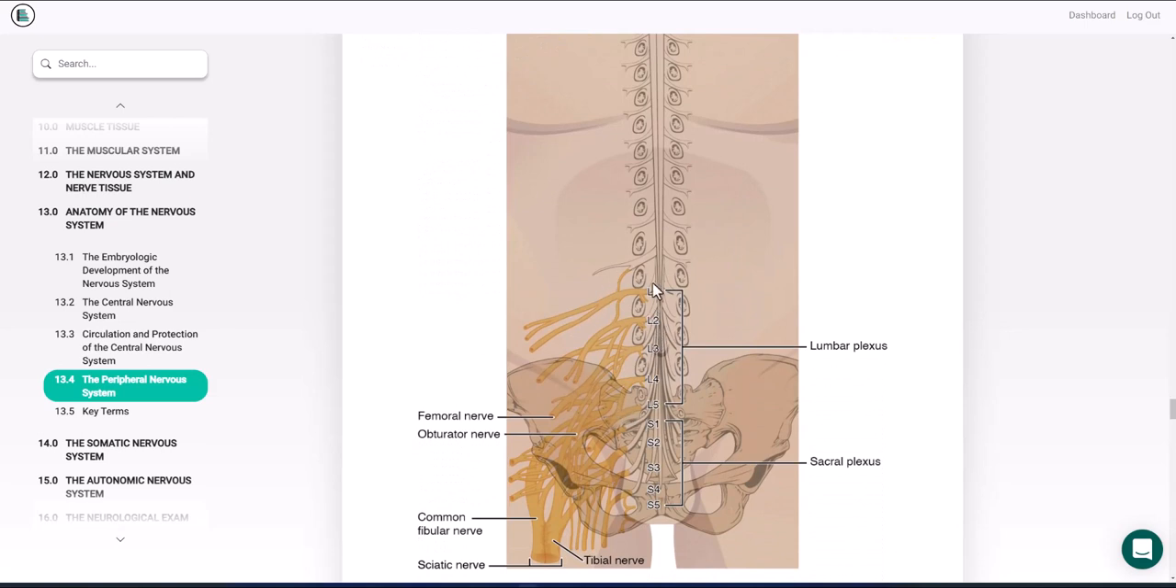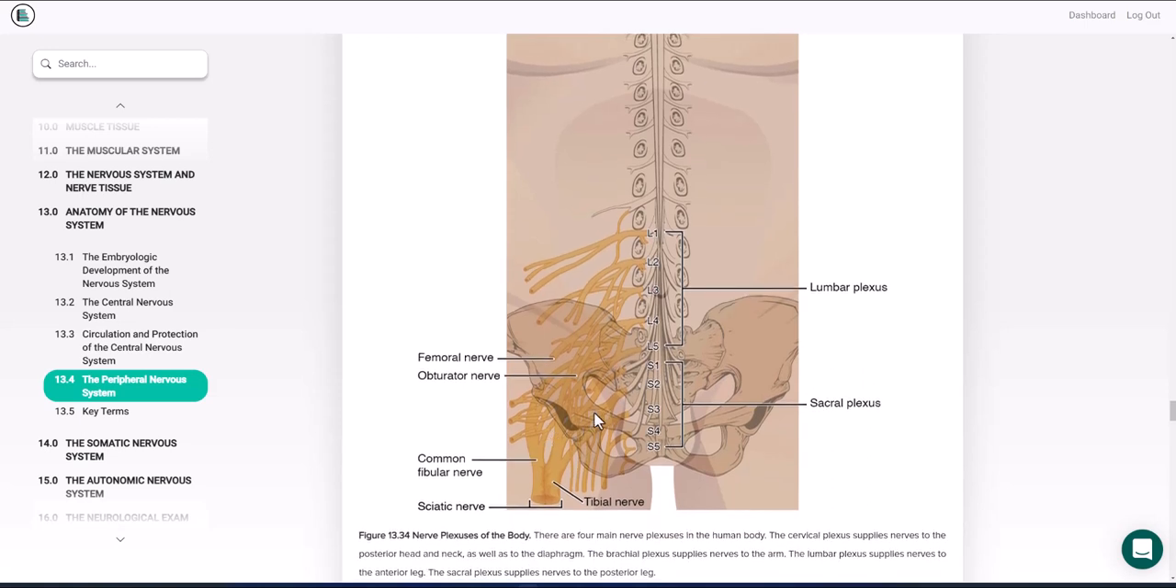Lumbar plexus, we see it, and it travels, hard to see here, down the front of the thigh, and the two big nerves that come off the lumbar plexus are the femoral and the obturator nerves. And then the sacral plexus travels down the back of the thigh, and the most popular nerve here that you'll need to learn is that the tibial nerve and the common fibular nerve merge together in what's called the sciatic nerve. When you get down to about the popliteal region, the back of the knee, the sciatic nerve then splits into the tibial and the common fibular nerve.